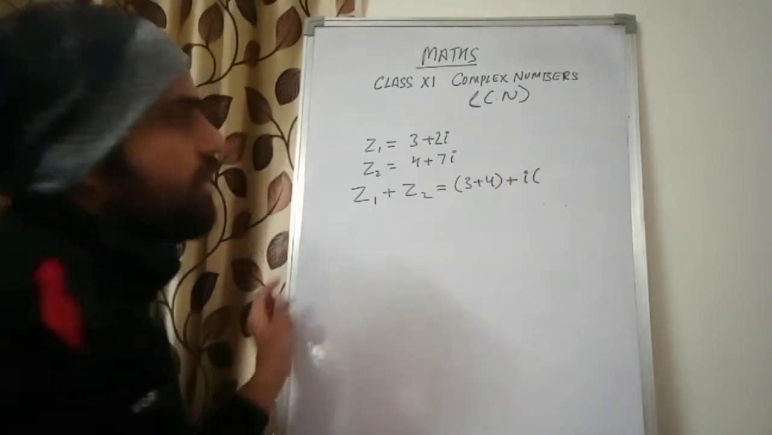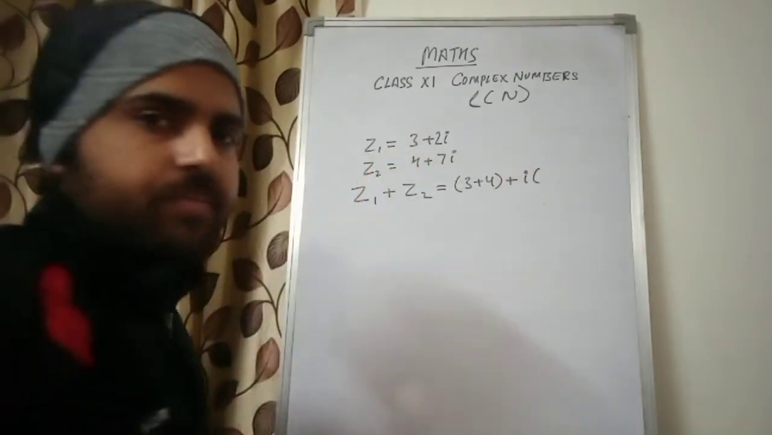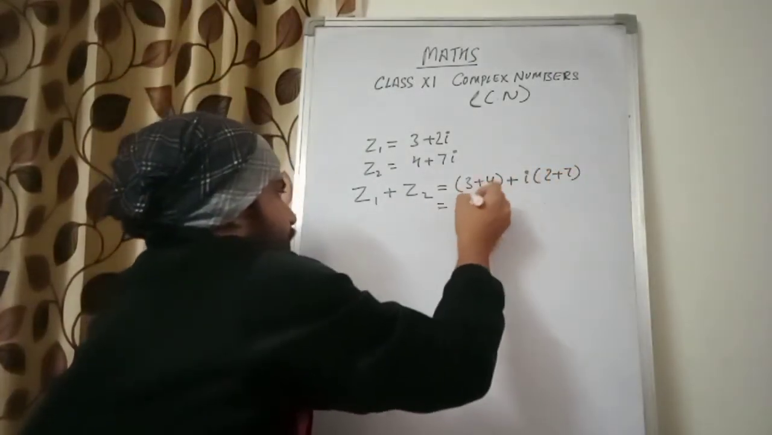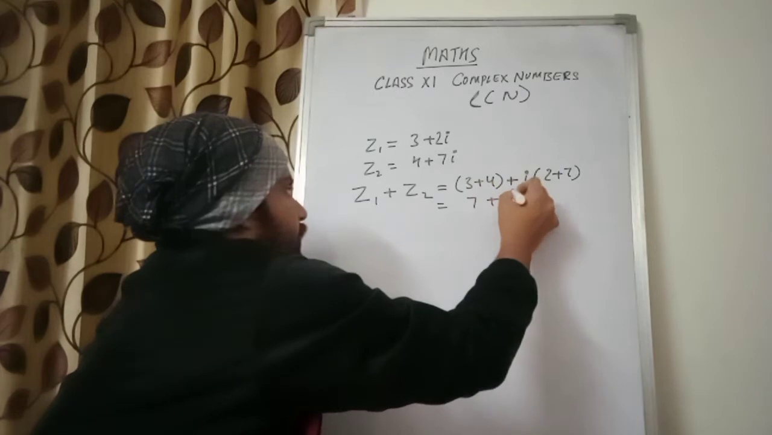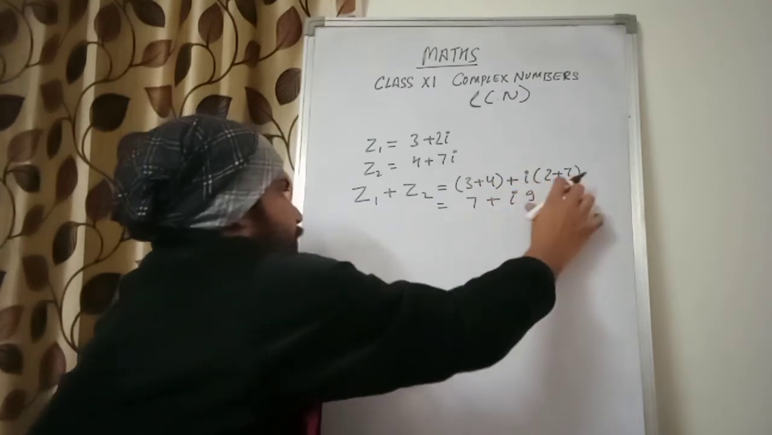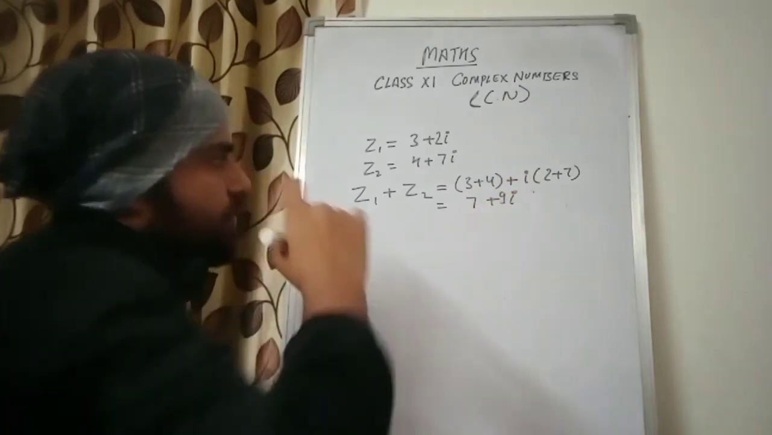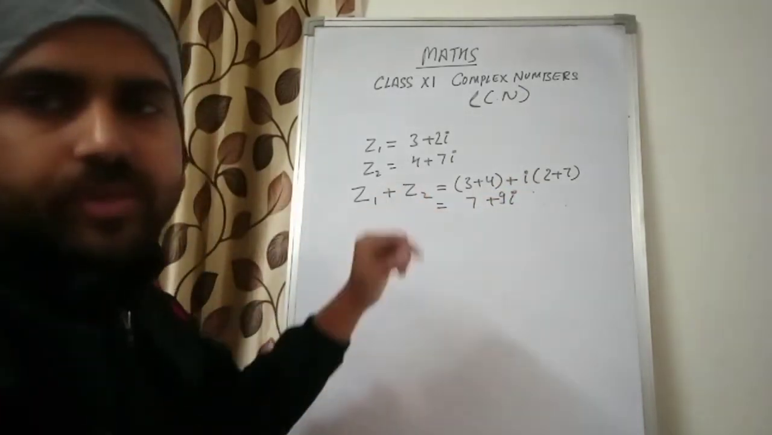Now I have to add the imaginary parts of these two complex numbers. So it will be 2 plus 7. Simplify this, you will get 9i, or it's better to write 9i. Alright, you can write i dot 9 also. So this is the sum of these two complex numbers.